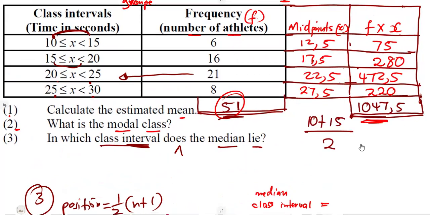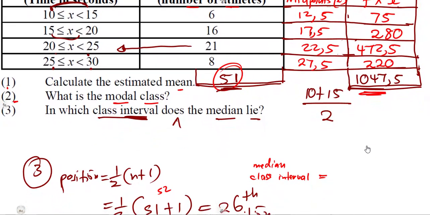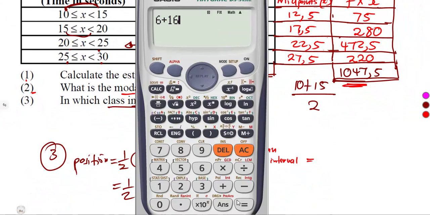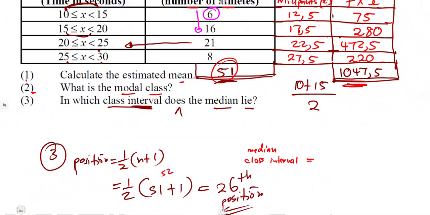So if we are to count from the top, let me do it this way. Let's say this is 6. We are still less than 26. We add 16. What are we going to have? 6 plus 16 is 22. We are still less than 26. 22 plus 21 is 43. As we can see, guys, 43, we have exceeded the 26th value. So the 26th value is within this interval. That is where it is going to be found.